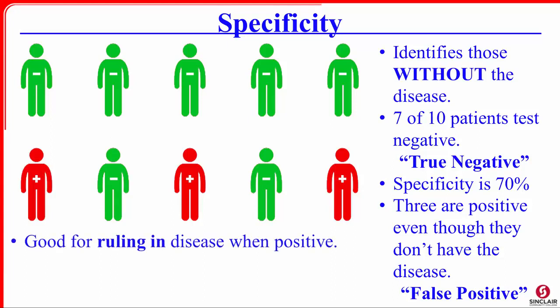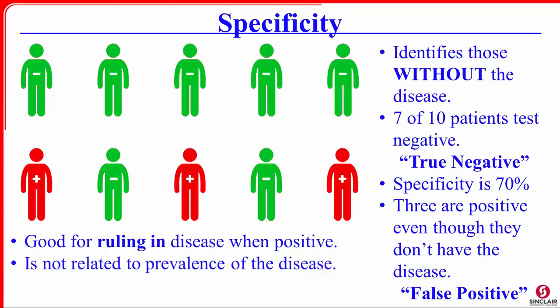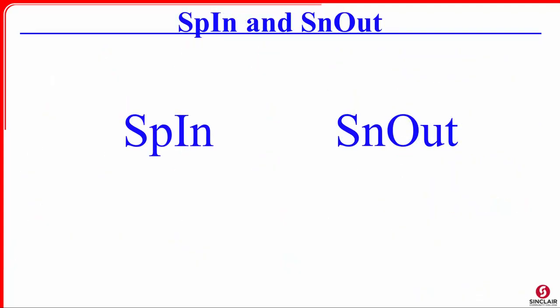So a test that is specific is good for ruling in disease when it is positive. It's not related to prevalence of the disease either, just like sensitivity. So neither sensitivity nor specificity are related to prevalence of the disease. So let's talk about a good way to remember this. Ruling in, ruling out, and we go by SPIN and SNOUT. So if you have a test that is specific and that test is positive, then that rules in the condition you're testing. Likewise, if a test is sensitive and it is negative, then that rules out the condition.